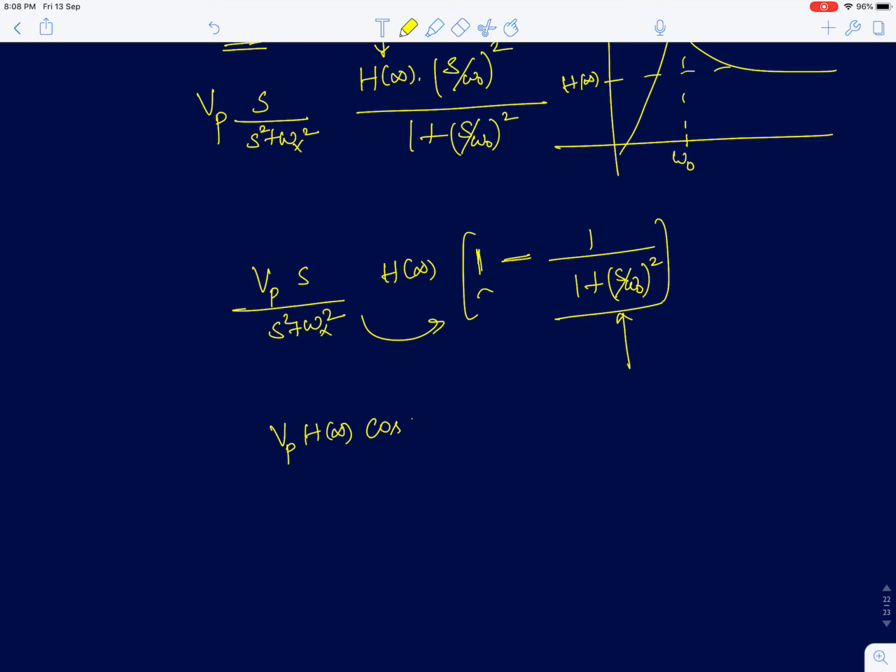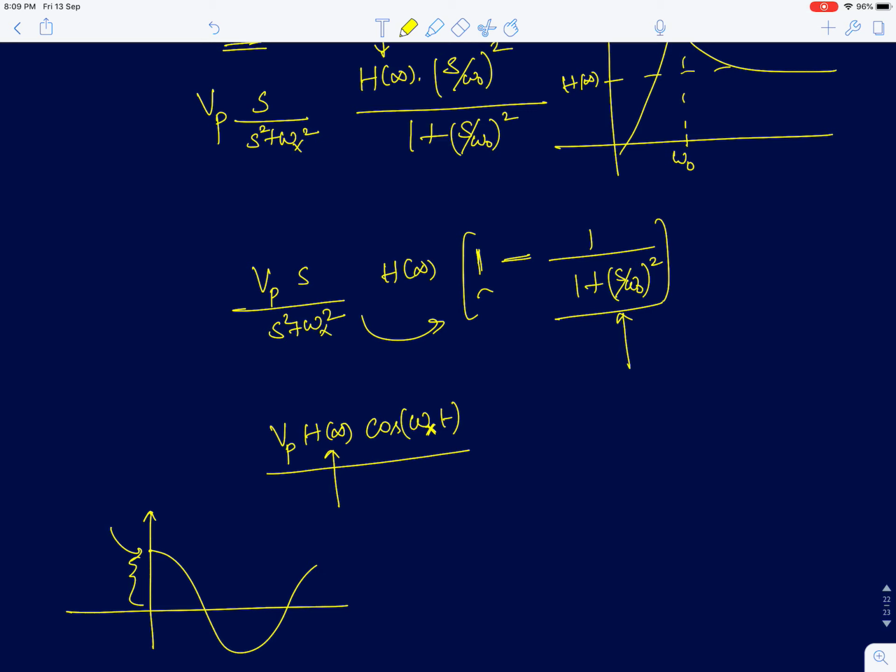So you'd get Vp h infinity into cos omega xt. Now this term should intuitively sound fine, because this is the high frequency gain. So a cos input at t equal to 0 is going to behave like a step input. So the instant you feed this input, it will get multiplied by the high frequency gain. We already discussed, whenever you feed a step input at t equal to 0, it's like a high frequency sinusoid. So the gain for that is going to be h infinity. So at t equal to 0, it will be just multiplied by h infinity, and you'll get the cos omega xt as it is. But there is also another term.